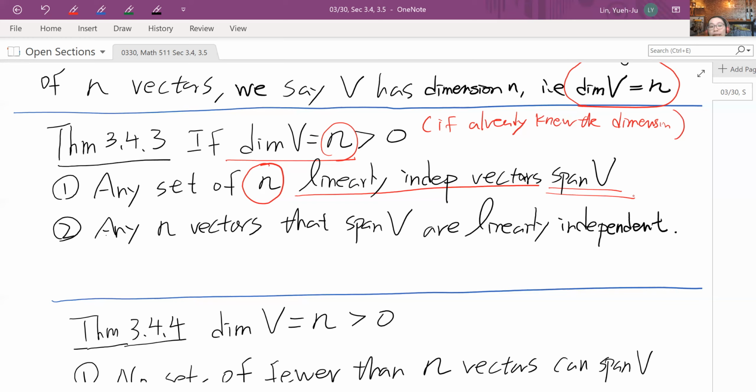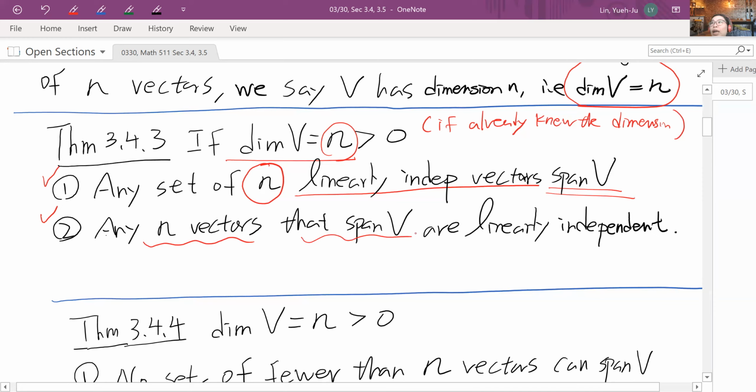So in other words, in the first statement, it tells me that if you can find me n linearly independent vectors, then you don't need to check the spanning set criterion. Automatically it becomes a basis. And vice versa, the other way around is also true. If you can find me n vectors that span the vector space, then they're automatically linearly independent. So either way, it works out. You either only need to check n vectors to be linearly independent, or you check whether these n vectors span the vector space or not. You don't need to check both.